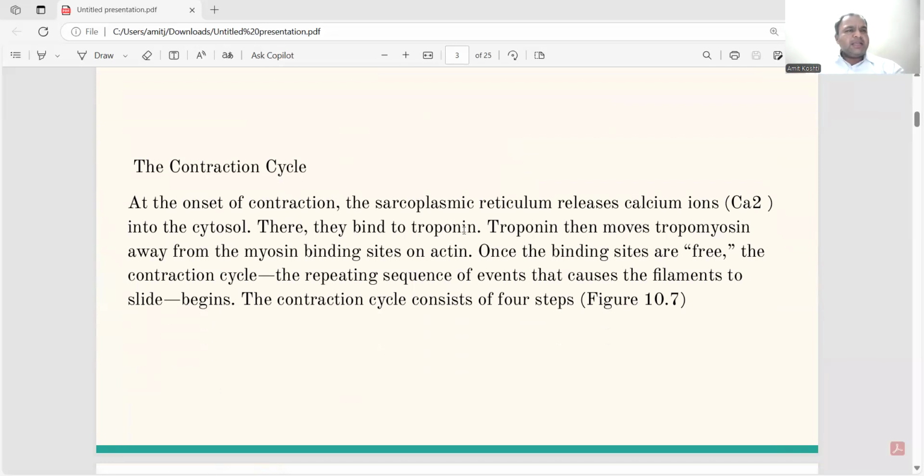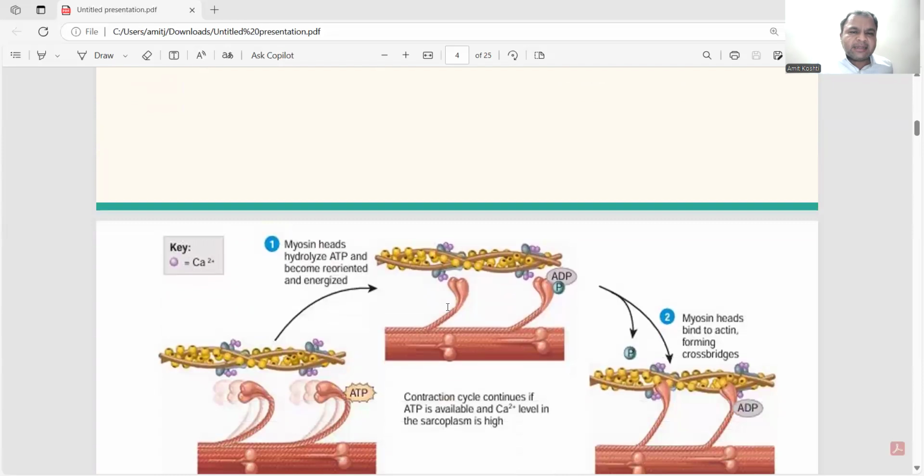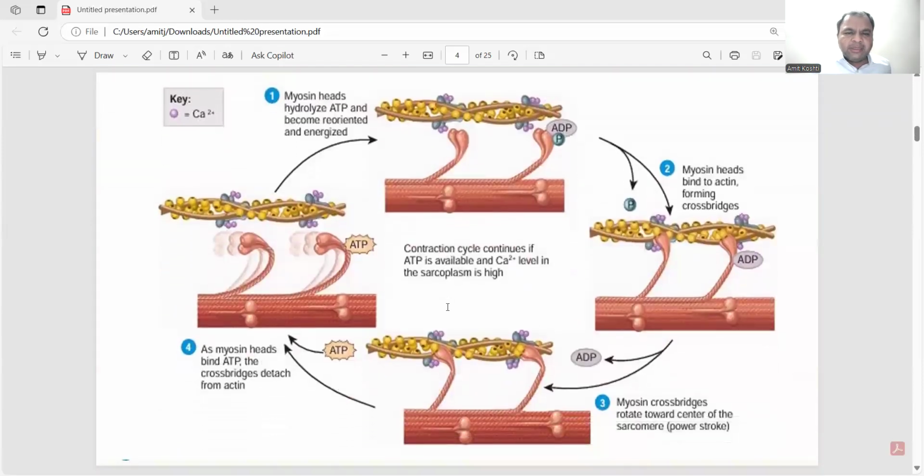Step 1, the sarcoplasmic reticulum releases calcium ions. This calcium ion gets attached to the troponin complex. Troponin then moves tropomyosin away from the myosin binding site on actin. Once the binding sites are free, the contractile cycle begins. That is the repeating sequence of events that will cause the filaments to slide. The contraction cycle has 4 steps. I have already gone through this diagram.